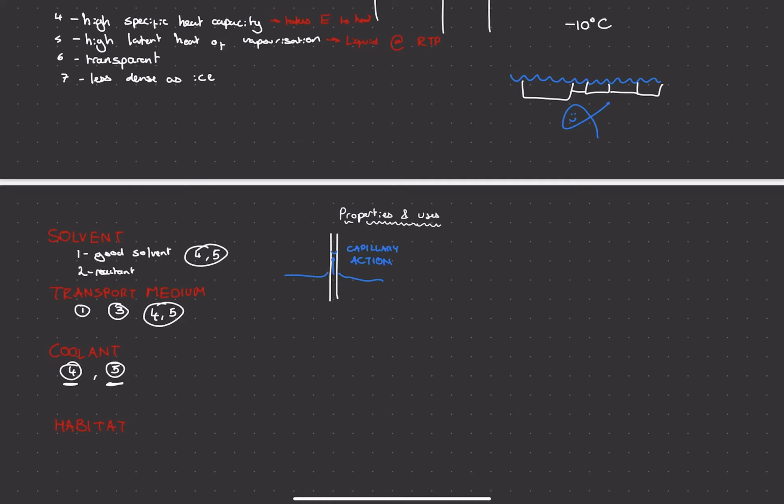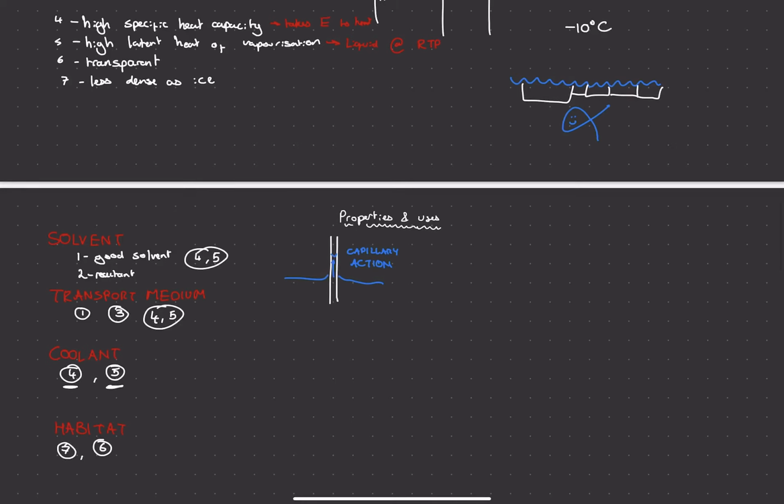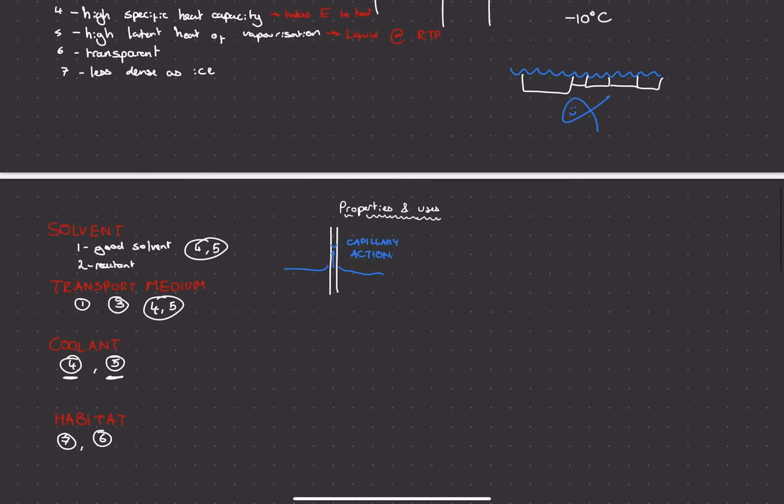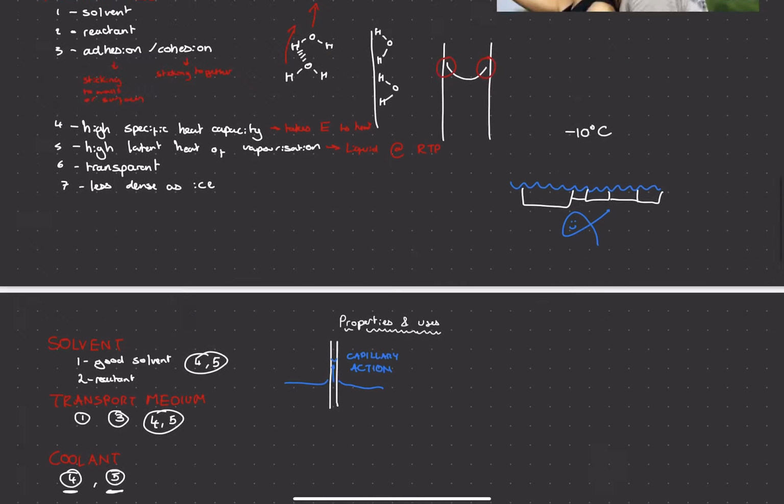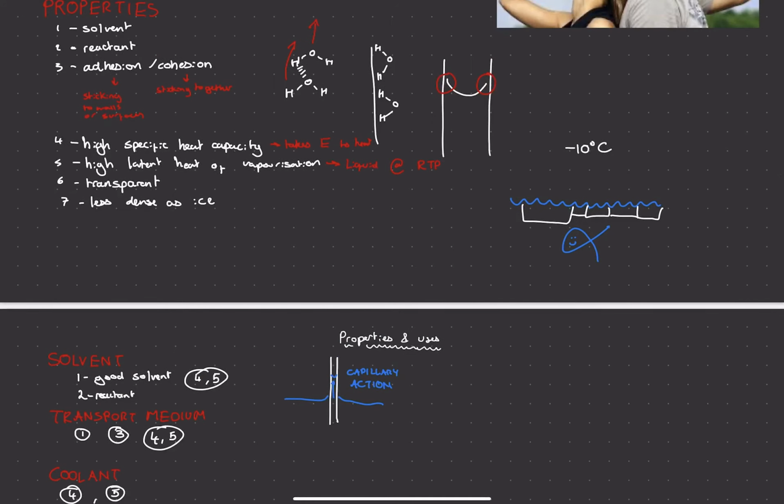And finally, water as a habitat. Now, we already talked about how number 7 was super important, less dense as ice, because it means it forms an insulating layer. We've talked about how it's transparent. That's very important for water as a habitat because it means that anything that wants to see can see. Number 4 and 5 are important because it means it's a very stable place to be. Reminder that that's high specific heat capacity and high latent heat of vaporization.